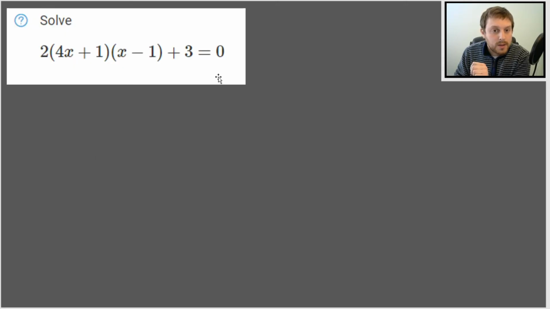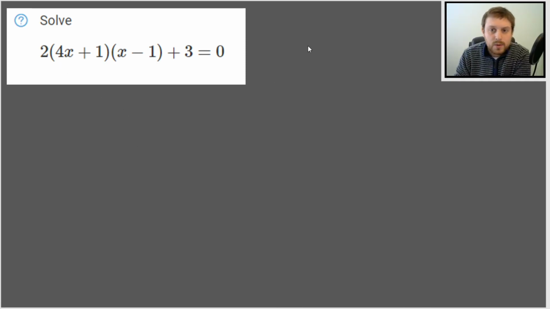This is not what this looks like. For a start, there's a number here, then there's a double bracket, and then there's a plus 3. So there's some work to do. But all we're actually going to do is expand all of this out, simplify it all, and then it's going to be a standard quadratic equals 0. That's what we want, okay?